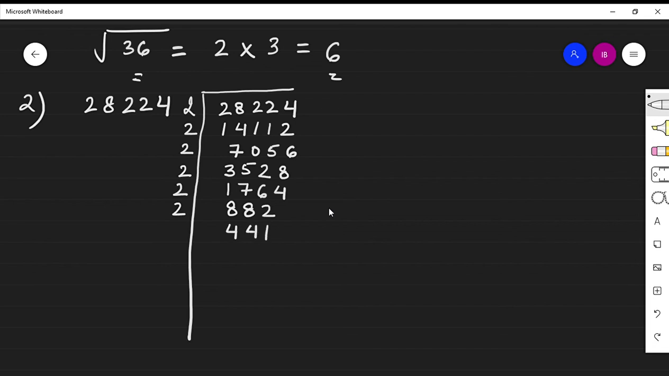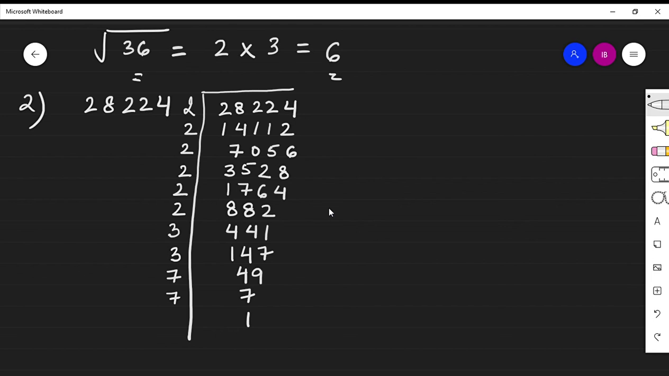441 is not divisible by 2, we all know. So we will proceed further. Let's see if it is divisible by 3. Yes, it is. 3 1 is 3, 3 4 is 12, and 3 7 is 21. Again it is divisible by 3. 3 4 is 12, 3 9 is 27. 49 with 7. 7 7 is 49, 7 1 is 7.